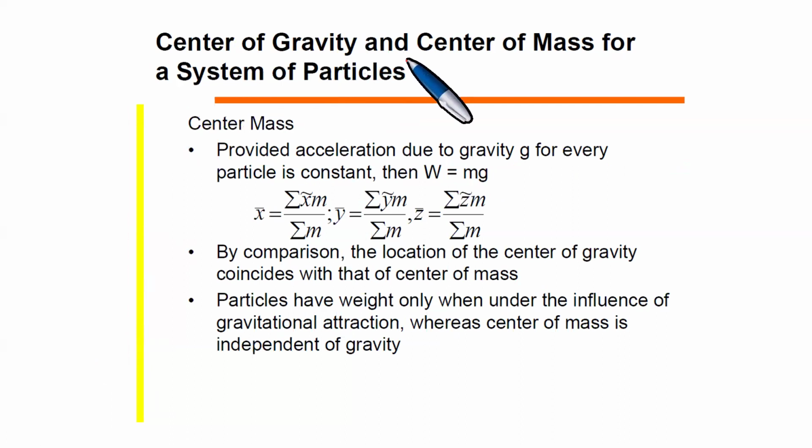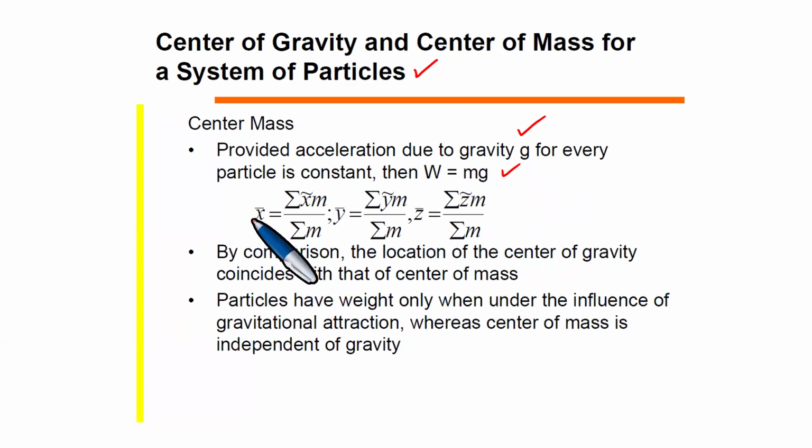Center of gravity and center of mass for a system of particles. Right, the center of mass. Provided the acceleration due to gravity, g, for every particle is constant, then we say the weight is mg, like we do in school.